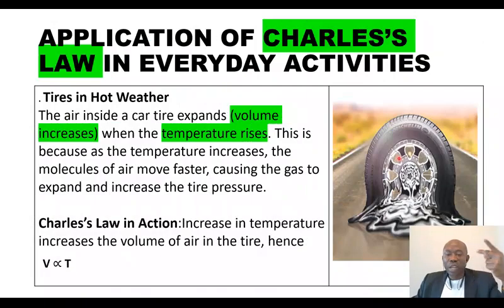The next one is the car tire. So this one was explained. You did that during the preamble, the activation of previous knowledge: in hot weather, the temperature increases, the pressure of the gas increases, and the volume of the tire cannot expand anymore. So it has a limited space to expand. When it reaches the elastic limit, what happens? It explodes. So there is a lot of explosion.